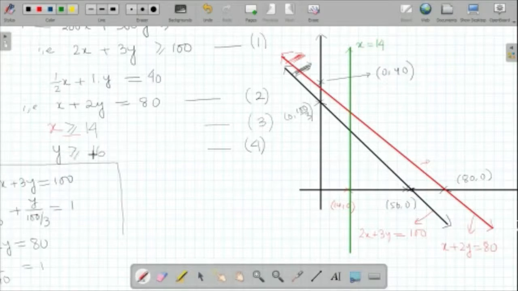And lastly, y should be greater than or equal to 16. y greater than or equal to 16. It should be somewhere here. 16 means less than 100 by 3. Okay, so let's say this is somewhere here. Let's say this is 0 comma 16. Okay, so let's join this.